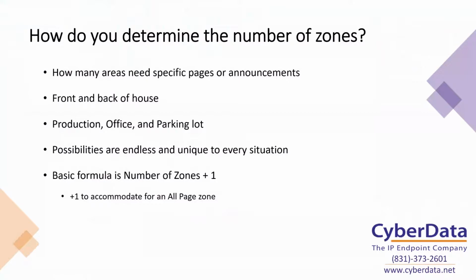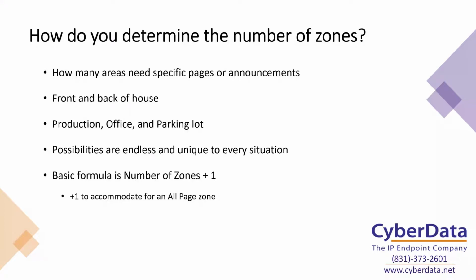The root question we're trying to address is how many areas are going to need specific paging or announcements. There are a couple of different examples that can give somebody an idea of what these zones could be. In a very simple method, thinking of a shop, you've got your front of house and your back of house. That would be 2 zones. Say, for example, in a CyberData situation, we can page to our production area, our office area, and our parking lot.